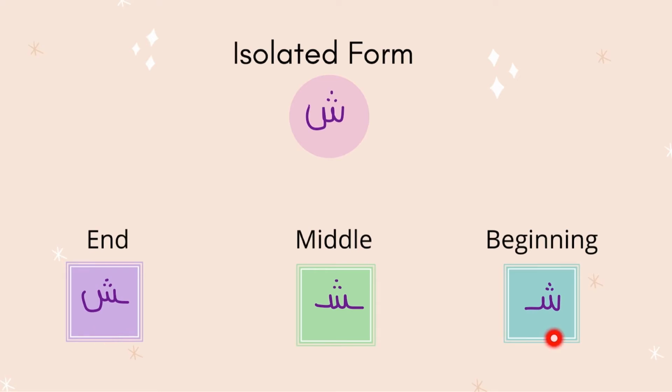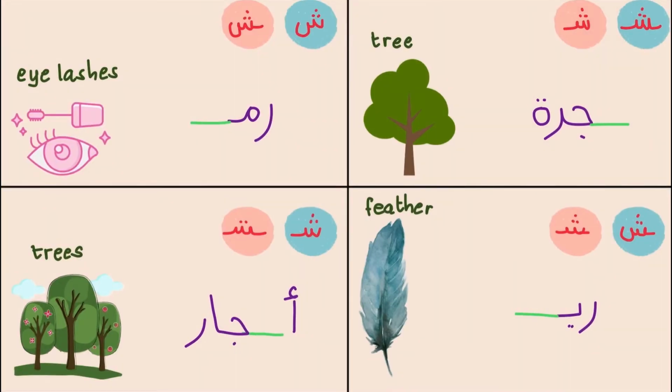So at the beginning, just the teeth and the 3 dots, and it will join hands with the letter next to it. In the middle, the 2 teeth with the 3 dots on top, and it will connect with the letter before and after it. And at the end, it will connect with the letter before it. You will make the 2 teeth and its belly, because at the end of the word, it has space to let its belly out. Now you know the different forms of the letter Sheen, how it looks at the beginning, in the middle and at the end.